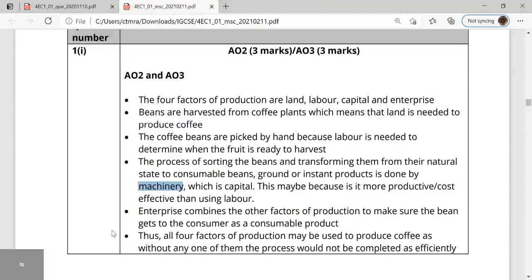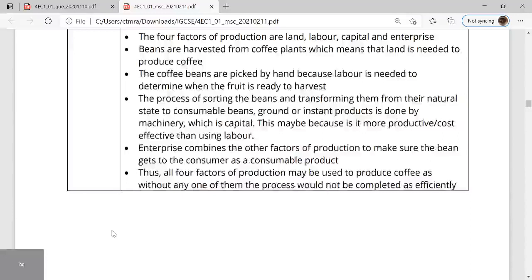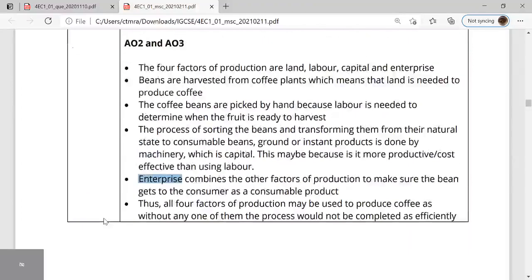Next we have enterprise, which combines the other factors of production, that is land, labor, capital, to make sure the bean gets to the consumer as a consumable product. And finally, a concluding sentence like: thus, all four factors of production may be used to produce coffee, as without any of them, the process would not be completed as efficiently. So this is a very good answer.